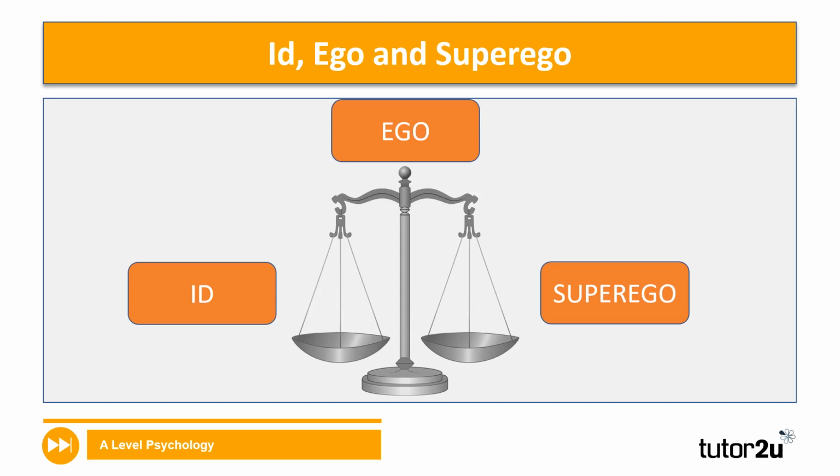All right, here we have it. Now, it doesn't so much matter which side you've got the id and the superego on. The key thing here is that you've got the ego in the middle. Because remember, like we said previously, in terms of your personality, it's the ego part of you that has to manage the selfish demands of the id on one hand with the moral demands of the superego on the other hand.